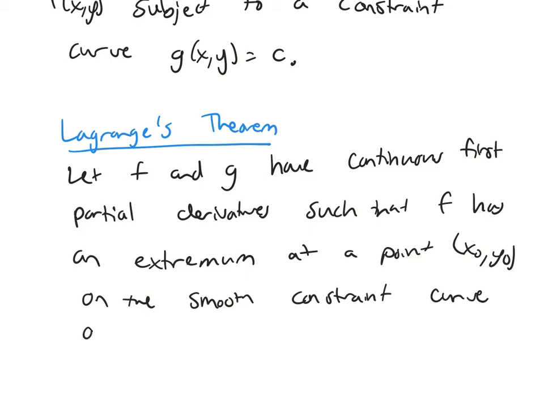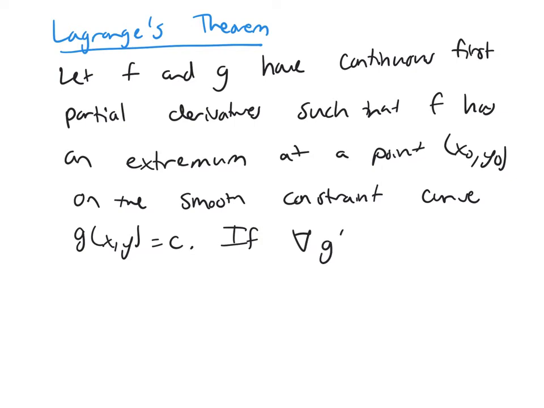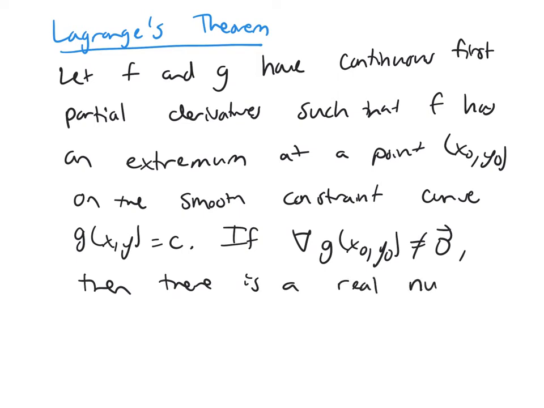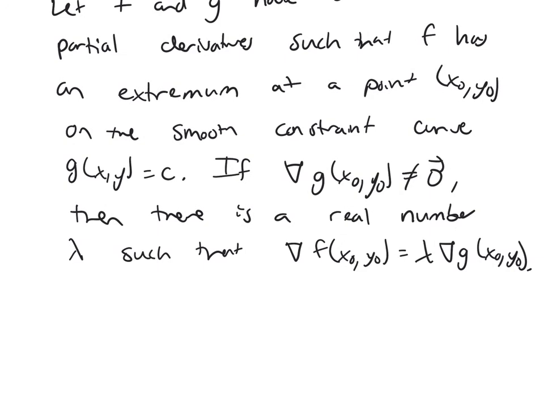curve g of xy equals c. If the gradient of g at my point is not equal to the zero vector, then there is a real number lambda such that the gradient of f equals lambda times the gradient of g at my point.